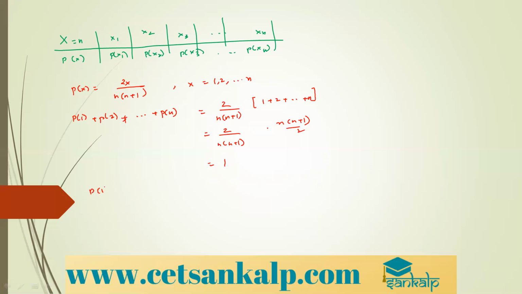You can see probability of 1 is greater than or equal to 0. Probability of 2 is greater than or equal to 0. Probability of n will be greater than or equal to 0. So here P of x is probability distribution.